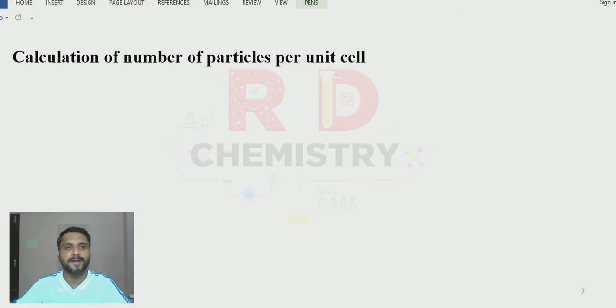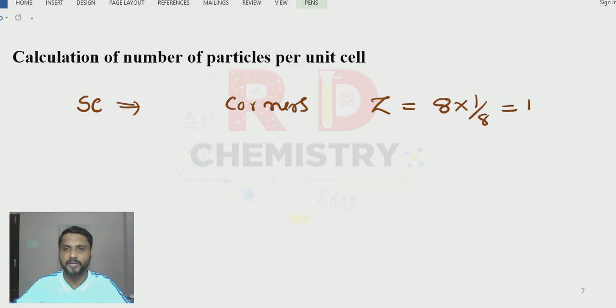Now to calculate the number of particles per unit cell, that is the Z value, which is important to solve the problems. In case of simple cube, you know that particles are there only in the corners, correct? Therefore Z is equal to, there are 8 corner particles and the contribution of each one is 1 by 8. Therefore Z is equal to 1 here, right?